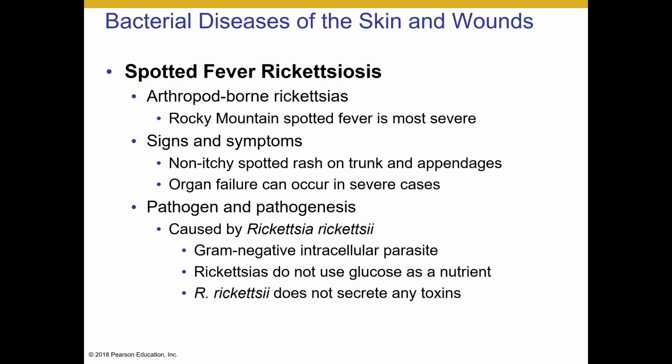This disease is transmitted by ticks. The hallmark symptom is a non-itchy spotted rash that often begins on the trunk and spreads to the arms and legs. Patients may also develop fever, headache, and muscle pain. In severe cases, organ failure can occur. The damage happens because the bacteria infect the cells lining blood vessels. When blood vessels are damaged, leakage and inflammation occur, which explains the rash and potential organ complications.